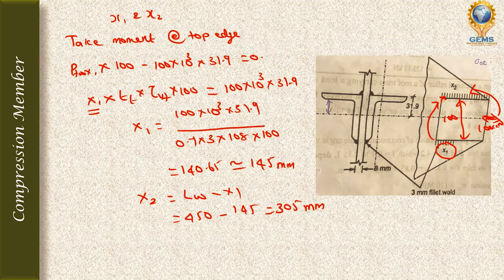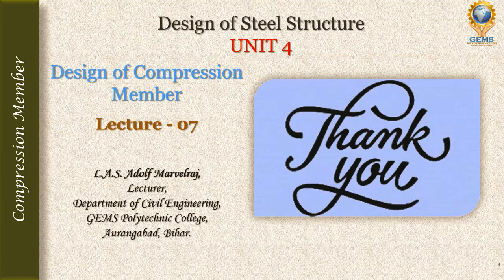So we found the design of the fillet weld for one angle. We can use this design for the fillet weld for the second angle also. We don't need to find it separately for the second angle. So this is the solution for the problem. Thank you.